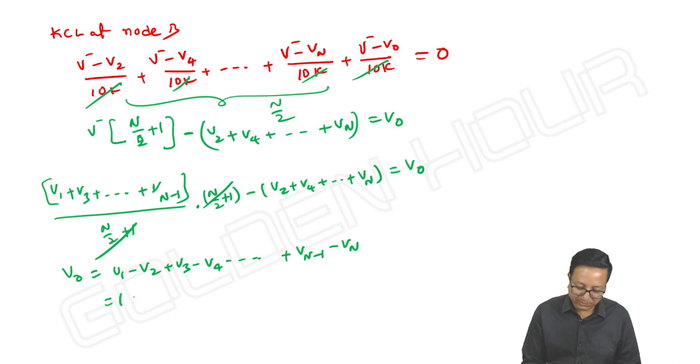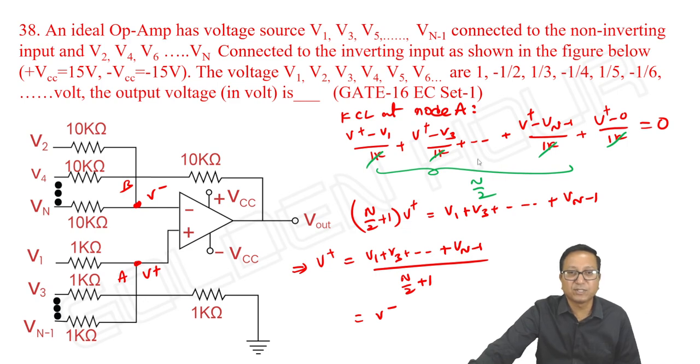And what about this V1? It is 1. It's minus 1 by 2, minus of minus plus 1 by 2 plus 1 by 3 minus of minus 1 by 4 plus 1 by 4, and so on. This is the output equation.